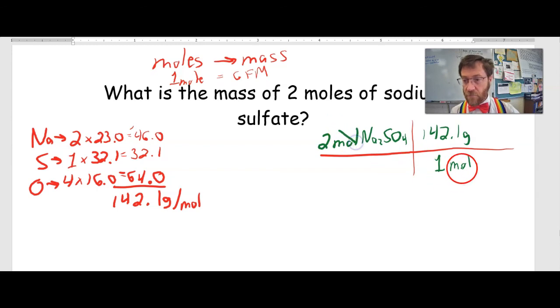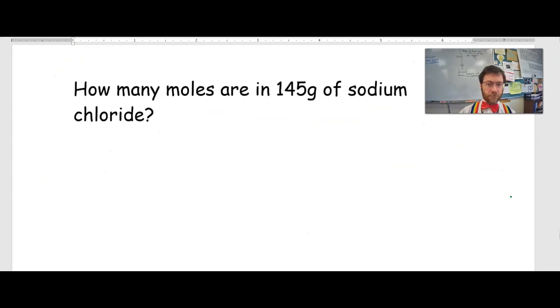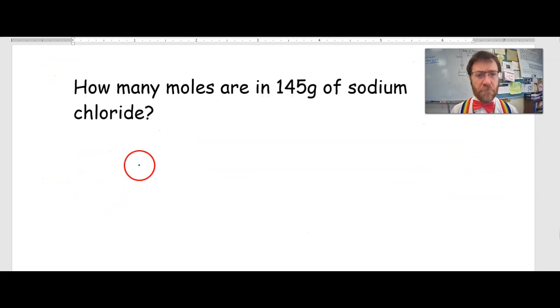I'm going to double check. Yes, my moles cancel out. That will leave me with 284.2 grams of Na2SO4. Next. All right, how many moles are in 145 grams of sodium chloride?